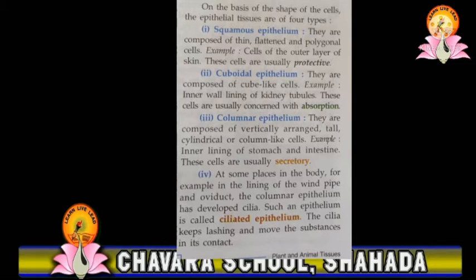Third type is columnar epithelium. They are composed of vertically arranged tall cylindrical and column-like cells. The inner lining of stomach and intestine consists of this type of epithelium tissue. The fourth one is ciliated epithelium. At some places in the body, for example in the lining of the windpipe and oviduct, the columnar epithelium has developed cilia. Such epithelium is called ciliated epithelium. The cilia keep lashing and move the substance in contact with them.